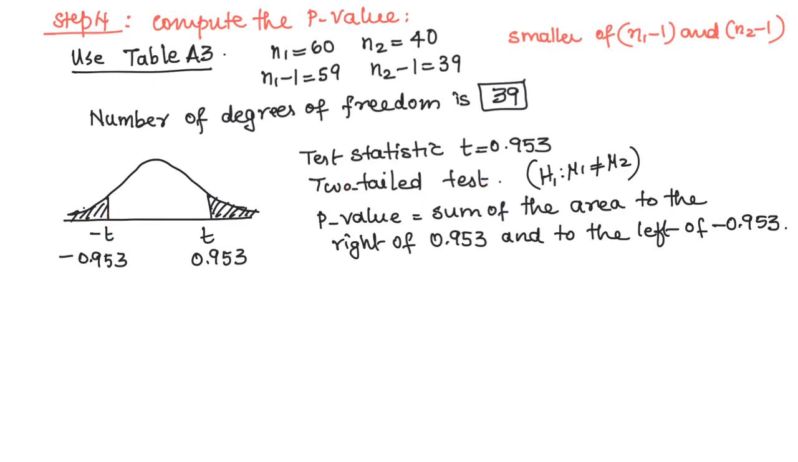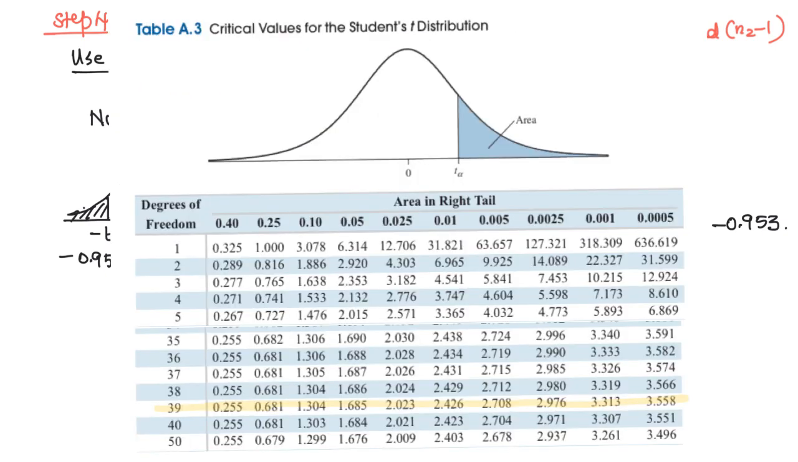P-value for the two-tailed test is the sum of the areas under these two tails. And the area can be approximated using table A3. On table A3, look at the row corresponding to the degrees of freedom 39 and look for the test statistic that is 0.953. That is actually between these two values. These values correspond to the tail areas 0.25 and 0.10. Therefore, the area on each tail is between these two values.